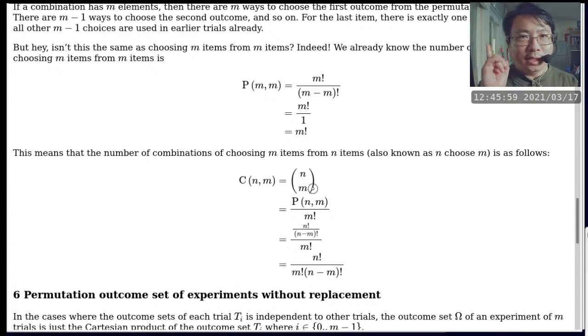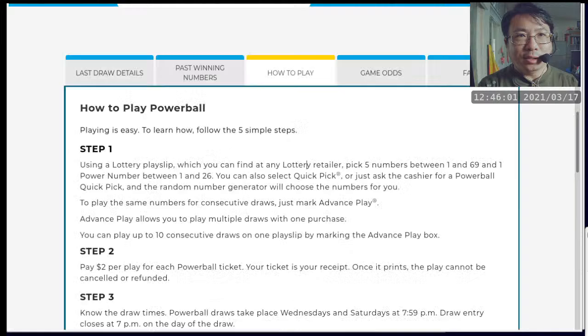Let's go back to the Powerball example again. In the Powerball example, don't you think it's important to understand a way to generate all the possible tickets? I know the tickets are sort of random. I'm not really sure what algorithm they use at the store, if you go to a convenience store and buy a Powerball ticket.